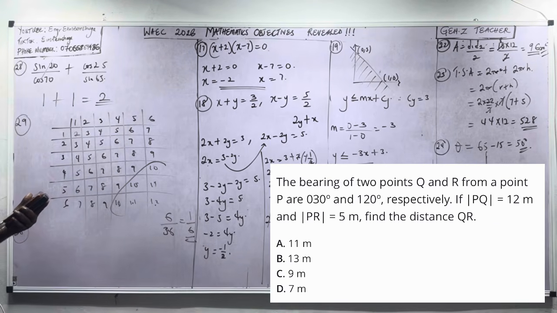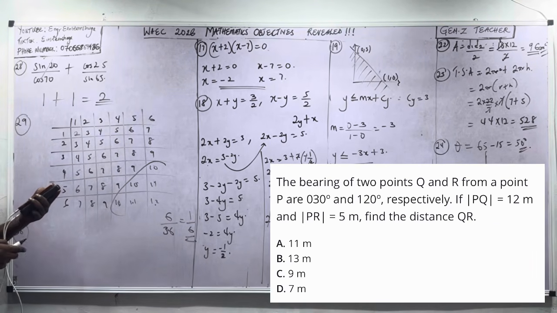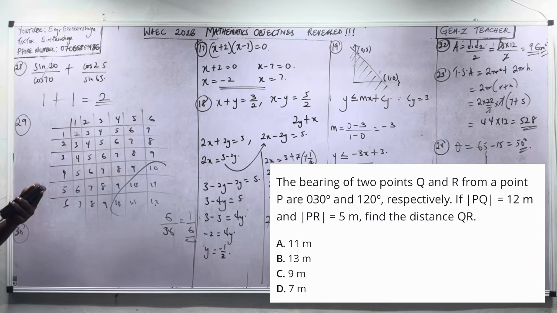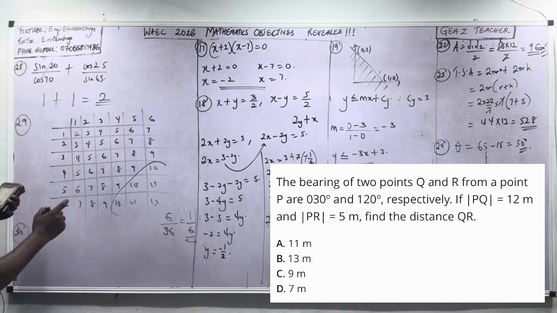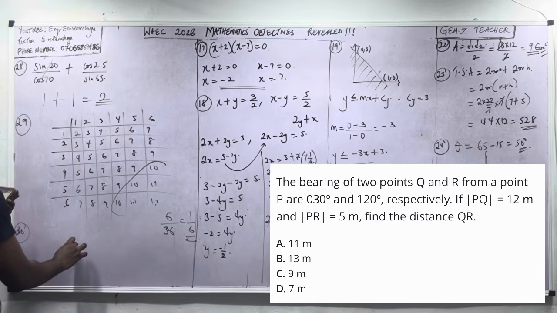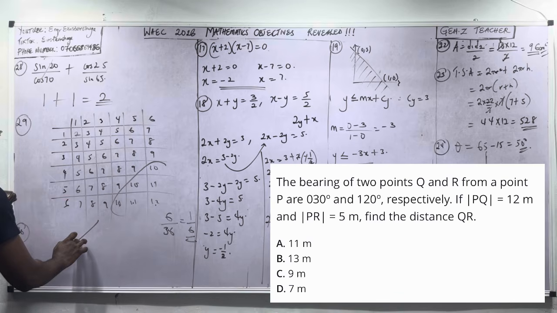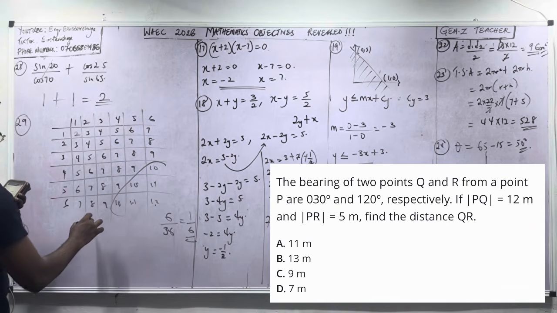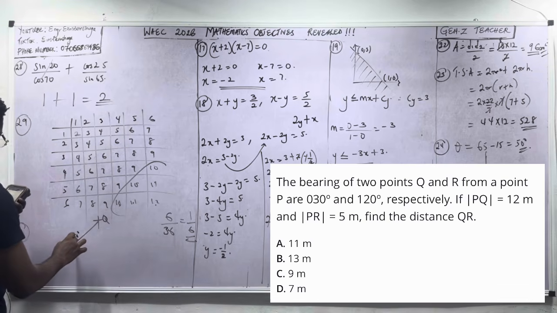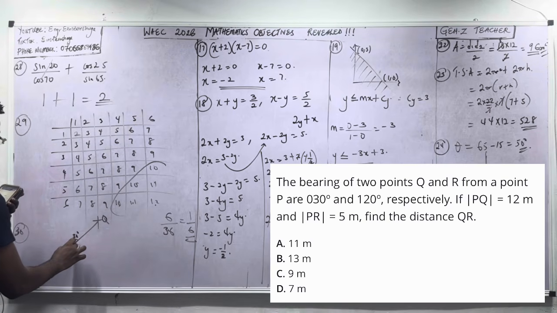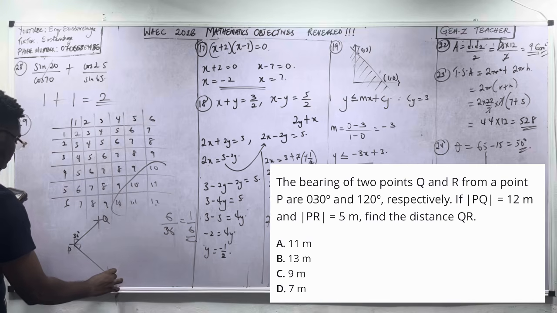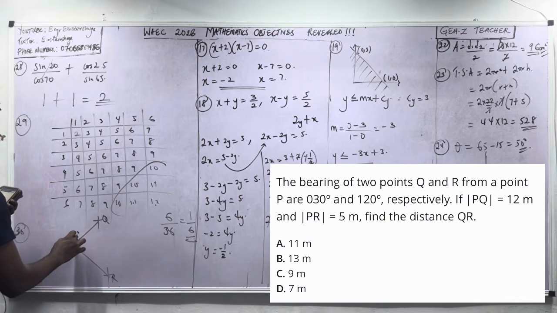Number 30 says the bearings of 2 points Q and R from a point P are 30 degrees and 120 degrees respectively. PQ is 12, PR is 5, find QR. Quickly, let's draw our diagram. From P, we have 30 degrees, this should be Q, and then 120 should be R. So here's 30, but everything from here to here is 120.